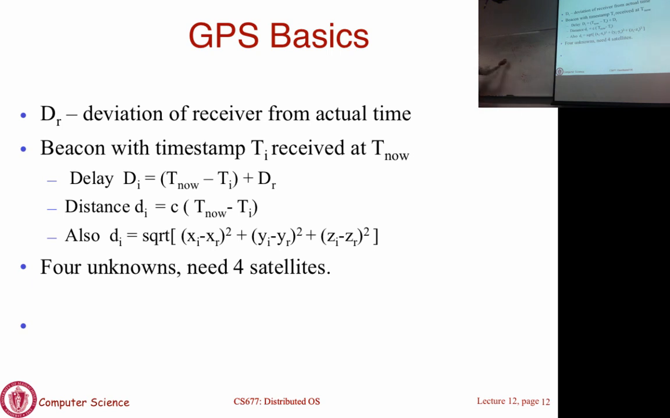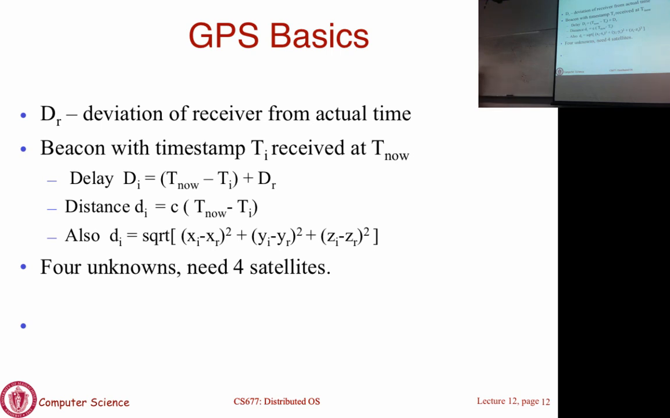Since the speed of light is c, you'll say d equals c times (t now minus t plus an error term delta), the amount by which your clock is off. The clock says it's t now, but the real time is t now plus delta, because you're off by delta, and that delta is also unknown. t now is known, that's what your local clock says. t is known, that is what the message was sent with. Delta is an unknown term. So that's one unknown.